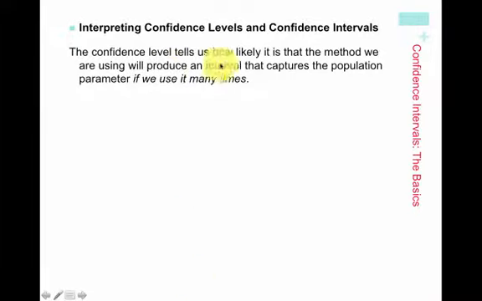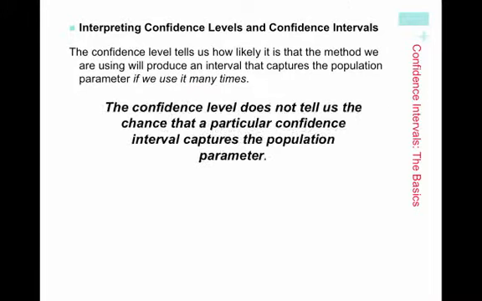The confidence level tells us how likely it is that the method we're using will produce an interval that captures the population parameter if we use it many times. There's that thing again. Long run behavior, ladies and gentlemen. This is not short run behavior. The confidence level does not tell us the chance that a particular confidence interval captures the population parameter. Not short run, it's long run, guys.